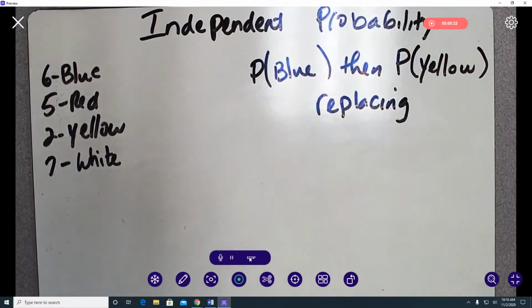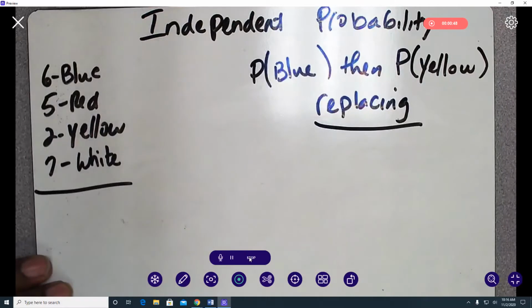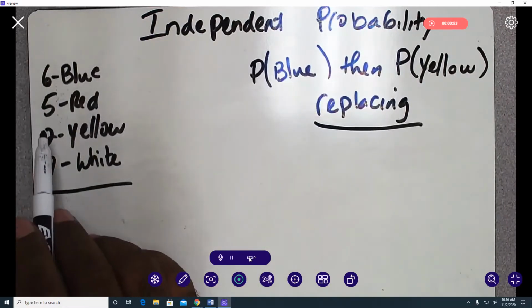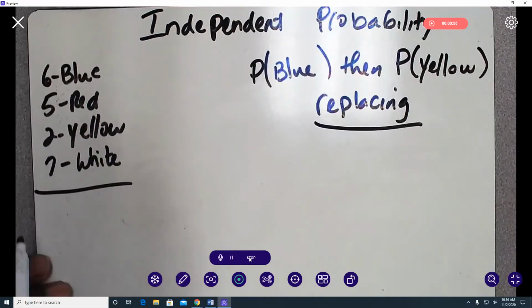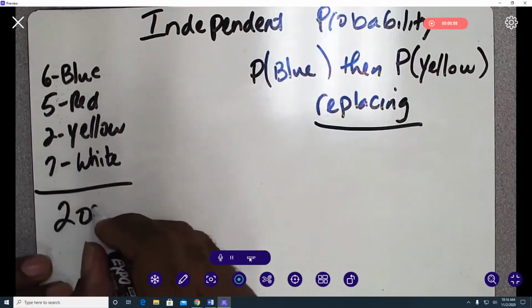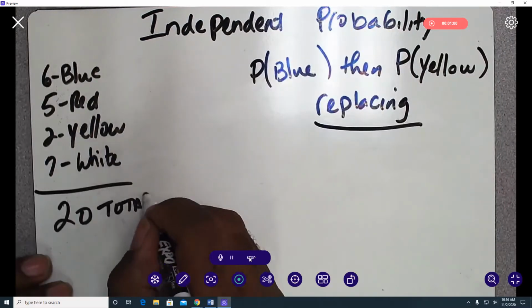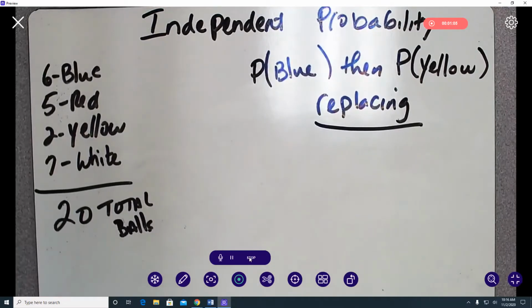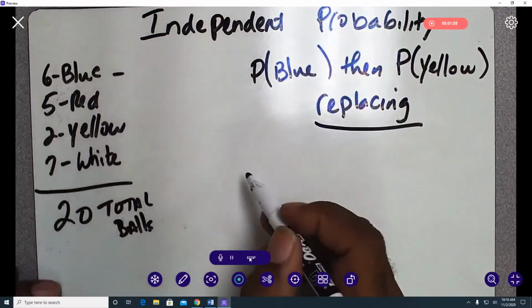So this is asking what is the probability of selecting a blue ball, replacing it, and then selecting a yellow ball. To do that, we have to determine the total amount of balls, or whatever these are, that's in there. 6 and 5 is 11, plus 2 is 13, plus 7 is 20. So there's 20 total items, and the probability of pulling a blue would be 6 over 20.